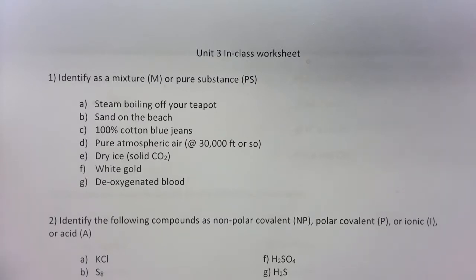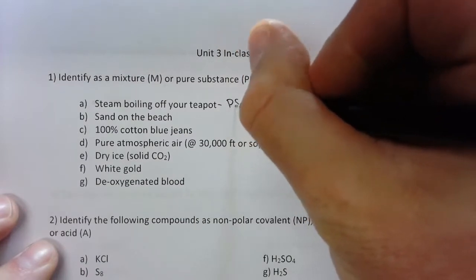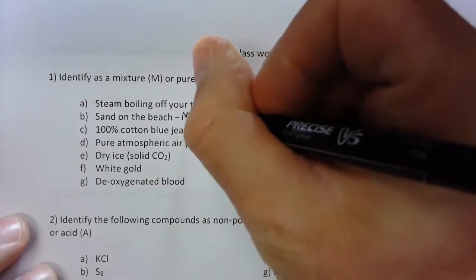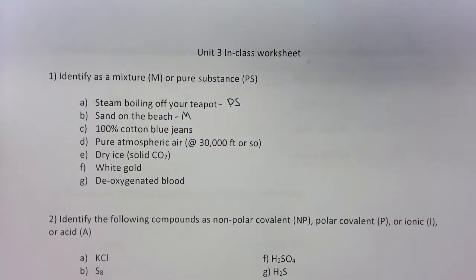It says to identify each as a mixture or pure substance. First one is steam boiling off the teapot. This is going to be a pure substance because we are assuming that steam is just water vapor, and that's the only thing coming off the teapot. Anything else would remain in the teapot, would not evaporate. Sand on the beach, that's going to be a mixture. There are lots of things in sand besides just silica, which is the main component of sand, but there are things like seashells and algae and shark's teeth and other things, so that is definitely a mixture.